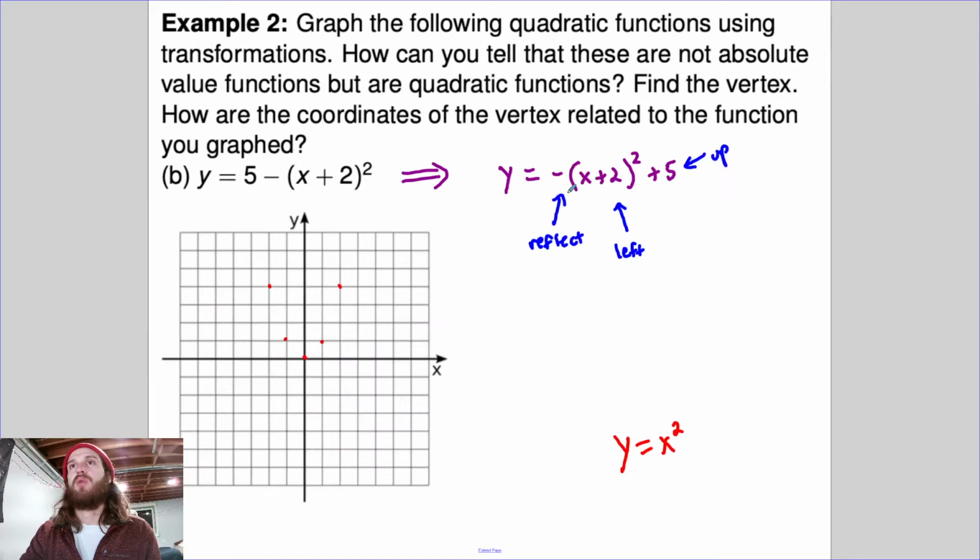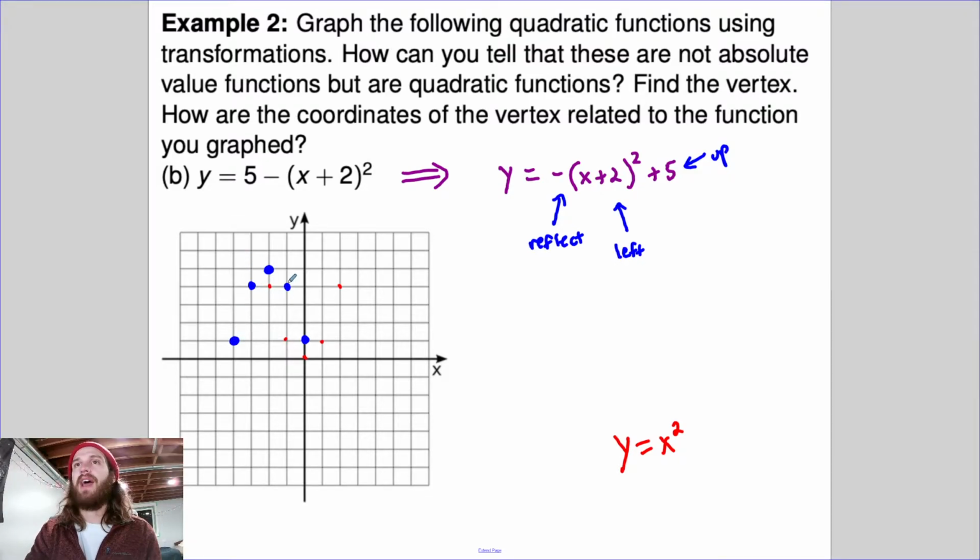So what's going to happen to our parent function? Well, we're going to take my vertex. I'm going to shift to the left 2. I'm going to go up 5. My new vertex is right there. Now I'm going to graph this red shape exactly, except it's facing down. So I'm going to go over 1, down 1, like so. Instead of going over 1, up 1, since this is negative, I'm going to go over 1, down 1, over 2, down 4.